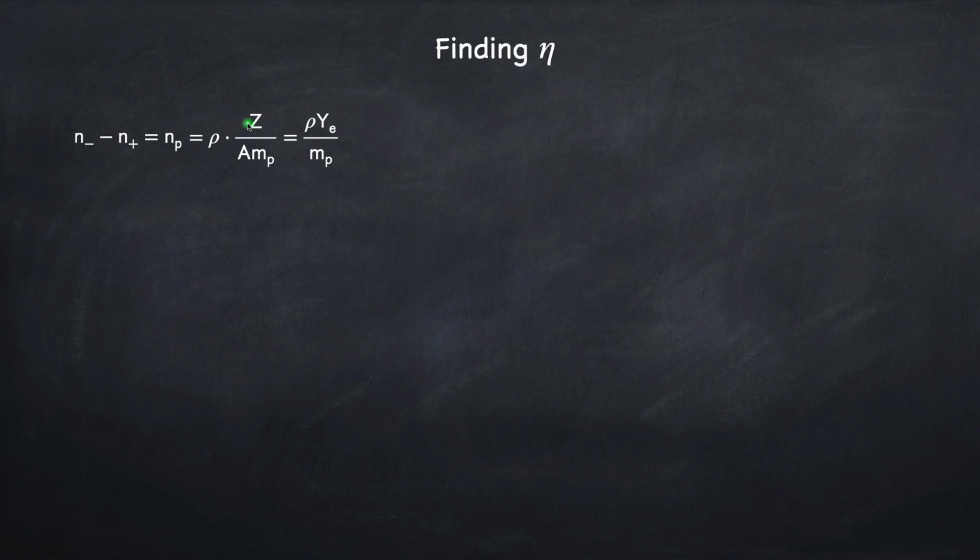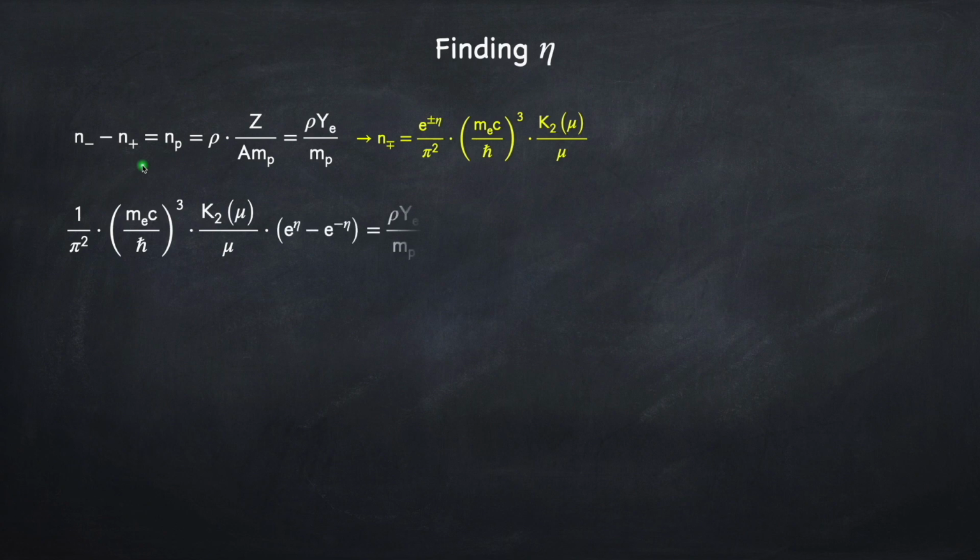If you've been watching this series, you'll know that Z over A is generally written as Y_e, and it's called the electron fraction. The number density of electrons and positrons, we already found what that is. And notice here that the only difference between electrons and positrons lies in whether this is a plus eta or minus eta. Everything else is the same. So when we plug everything in to this equation here, we get the following equation. e to the eta minus e to the negative eta, if this were divided by 2, that would be the definition of sinh of eta. So we can multiply and divide by 2 and rewrite this as sinh eta.